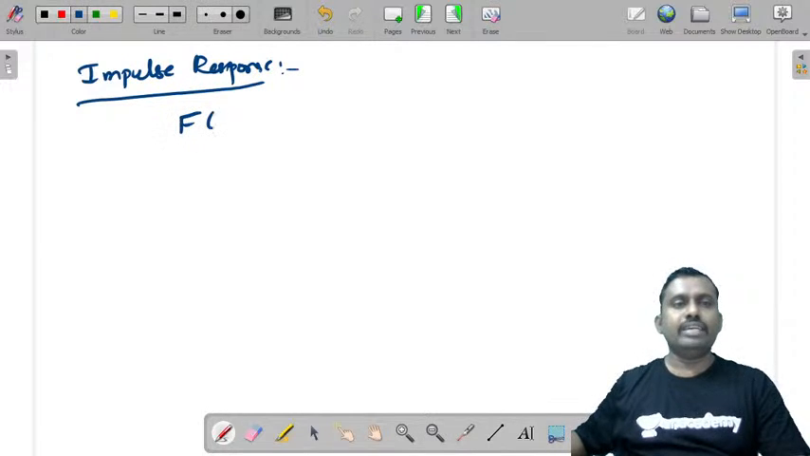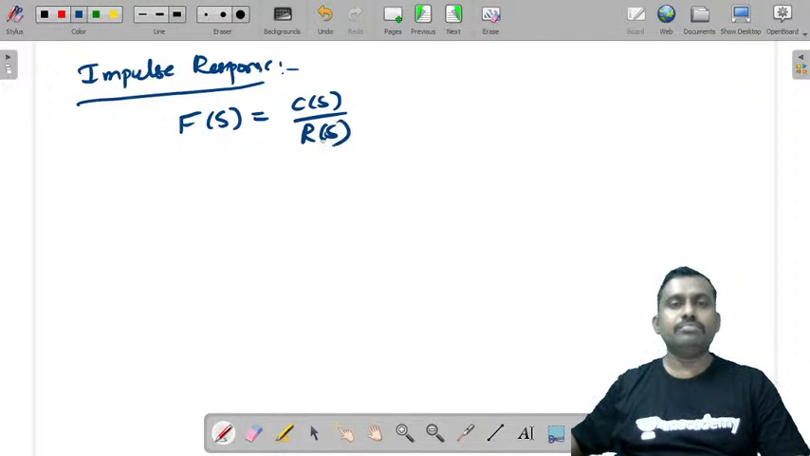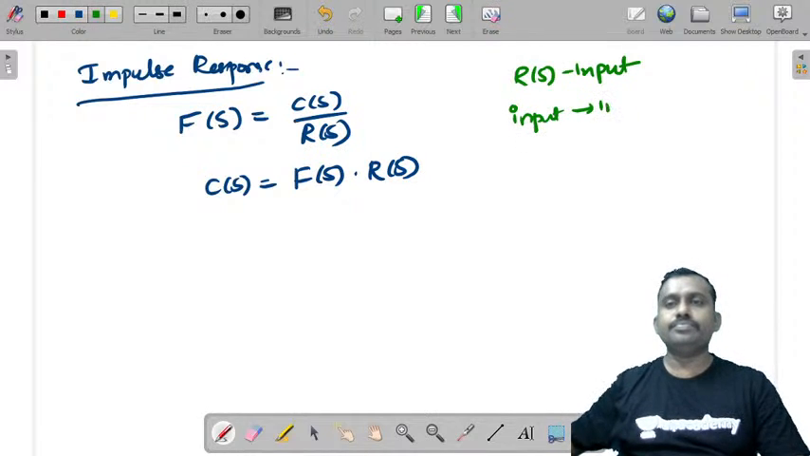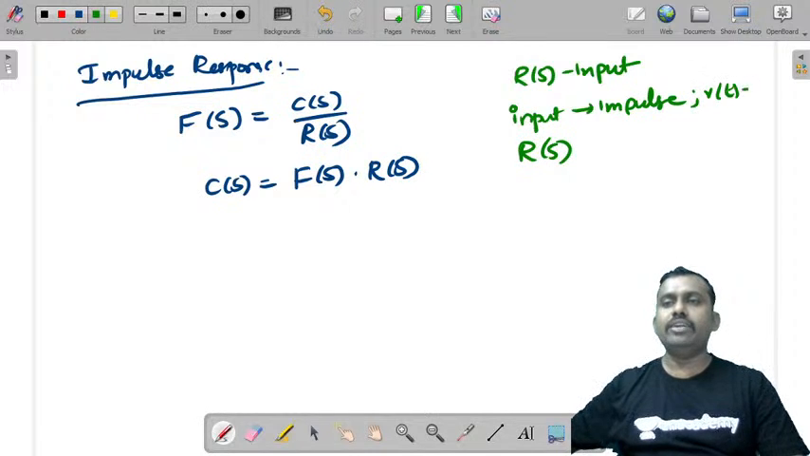Consider F of s as the transfer function, C of s by R of s. Now you can write from this C of s is equal to F of s into R of s. Now what is R of s? R of s is the input in the Laplace domain. If the input is an impulse, that is R of t is delta of t, and R of s is 1.